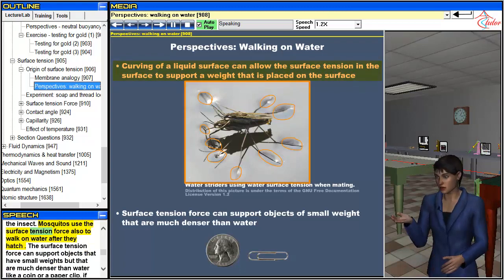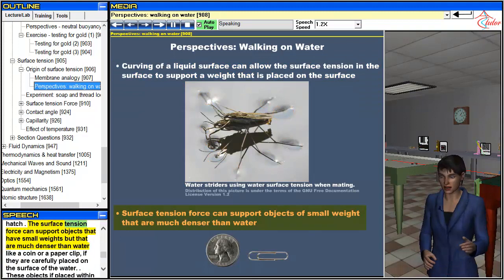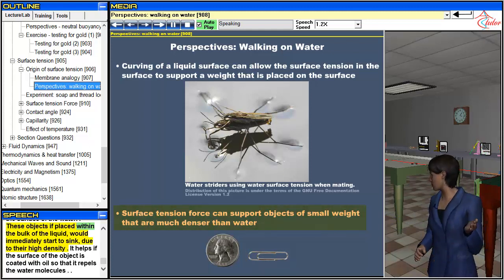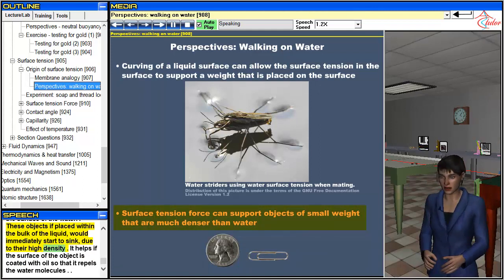Mosquitoes use the surface tension force also to walk on water after they hatch. The surface tension force can support objects that have small weights but that are much denser than water, like a coin or a paper clip, if they are carefully placed on the surface of the water. These objects, if placed within the bulk of the liquid, would immediately start to sink, due to their high density. It helps if the surface of the object is coated with oils so that it repels the water molecules.